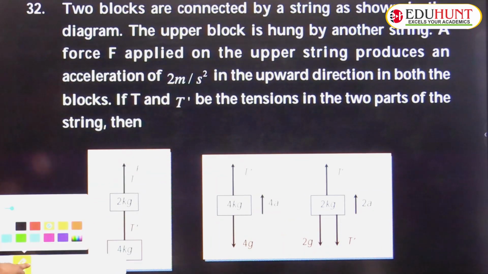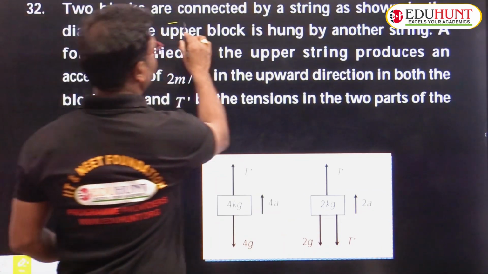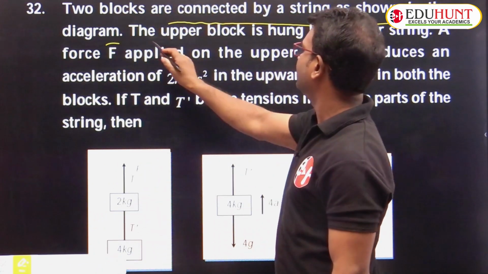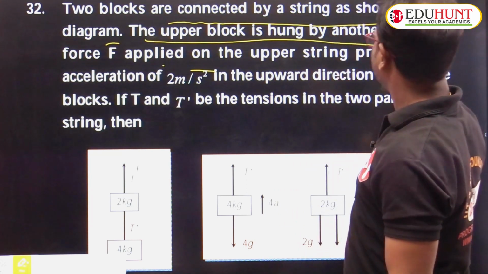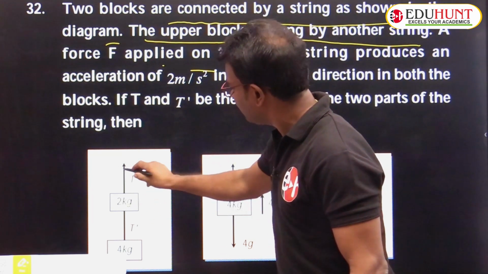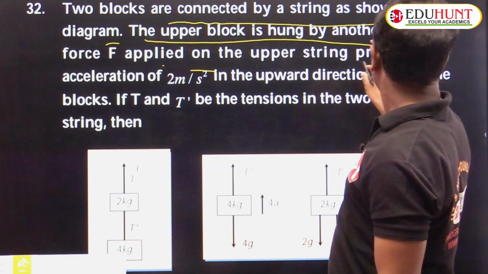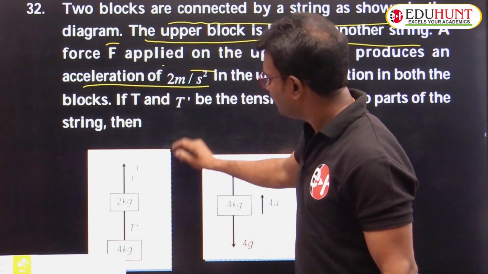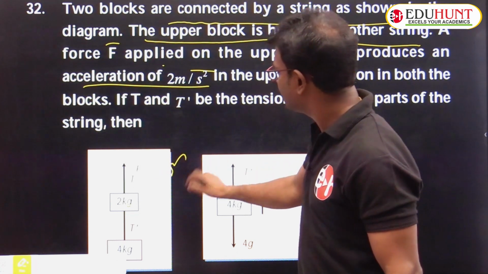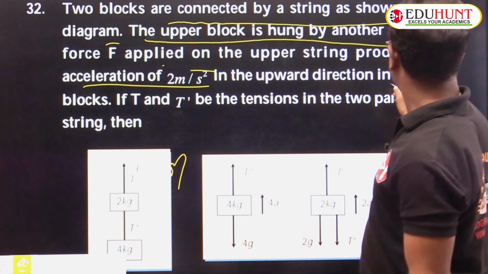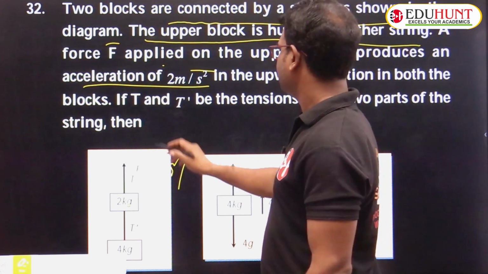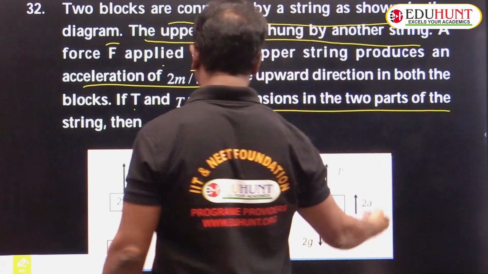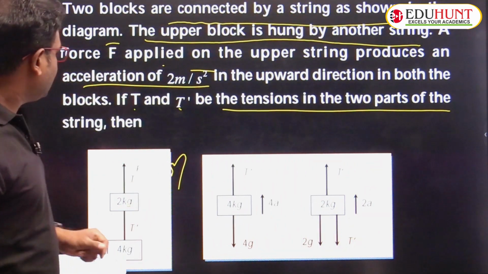This is a very interesting question. Look at this one. Two blocks are connected by a string as shown in the diagram. The upper block is hung by another string and produces an acceleration of 2 meter per second square. So it moves upwards with an acceleration of 2 meter per second square in both the blocks. If T and T dash be the tensions in the two parts of the string, then. So what is the question?